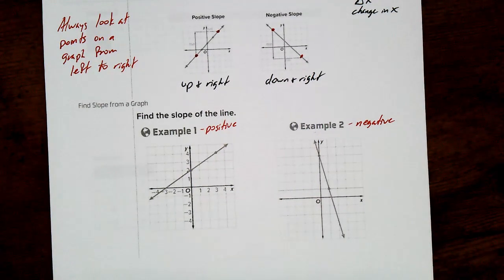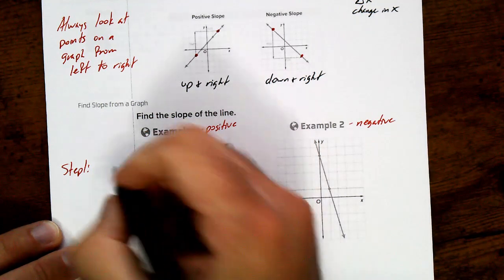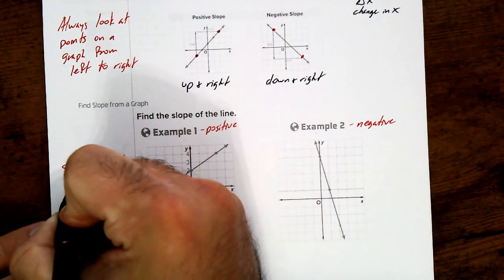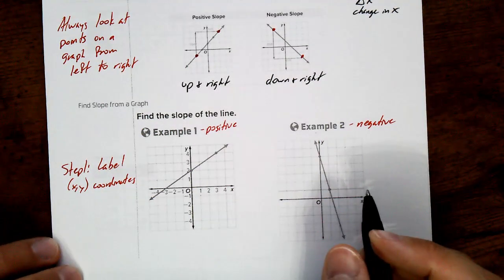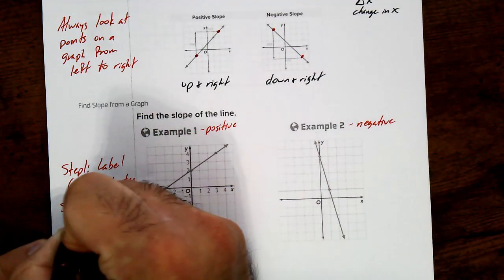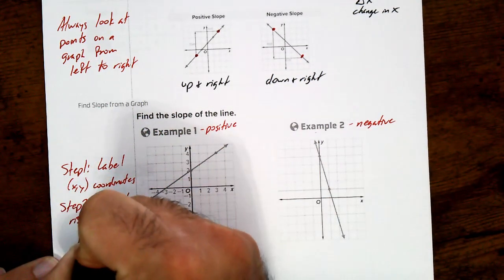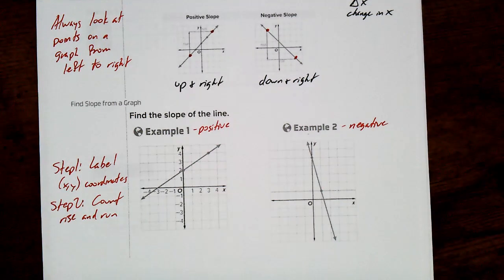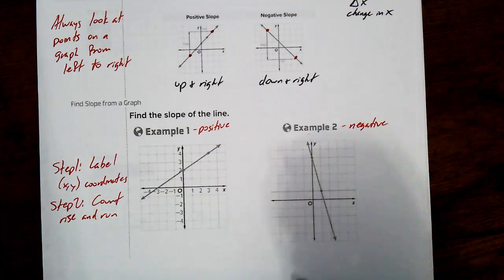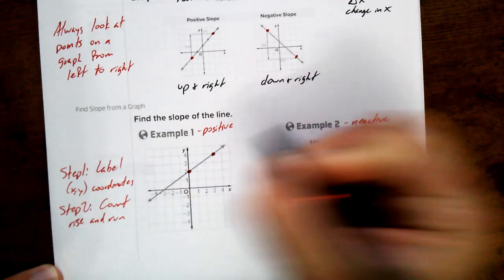We are going to have 2 steps. Step 1. Label your x, y coordinates. Step 2. Count rise and run. When you're given a graph, you don't have to do a whole lot. You can just count it out. So, they gave us 2 points. Right here and right here.